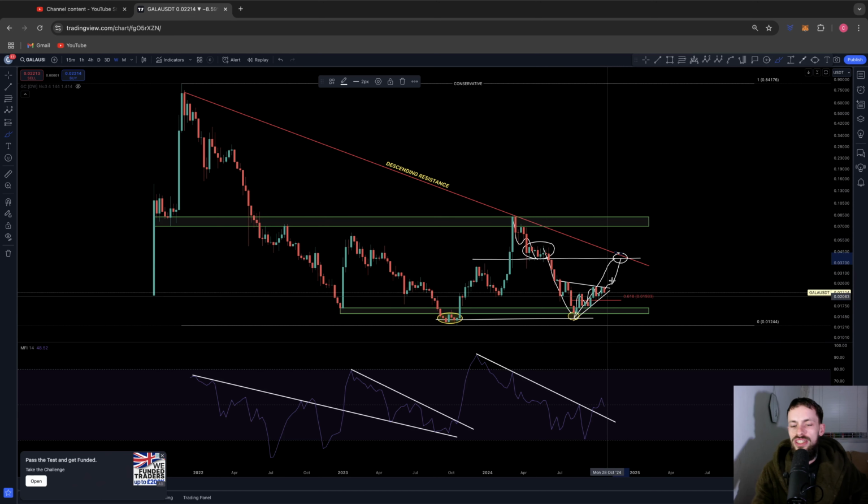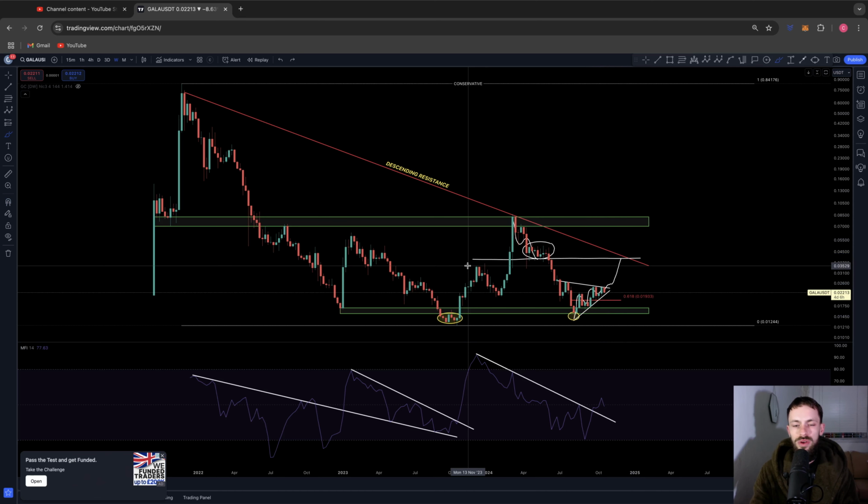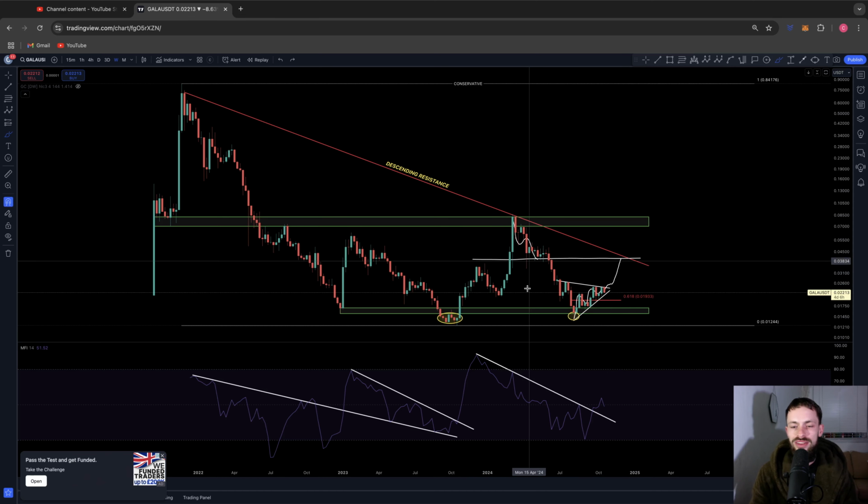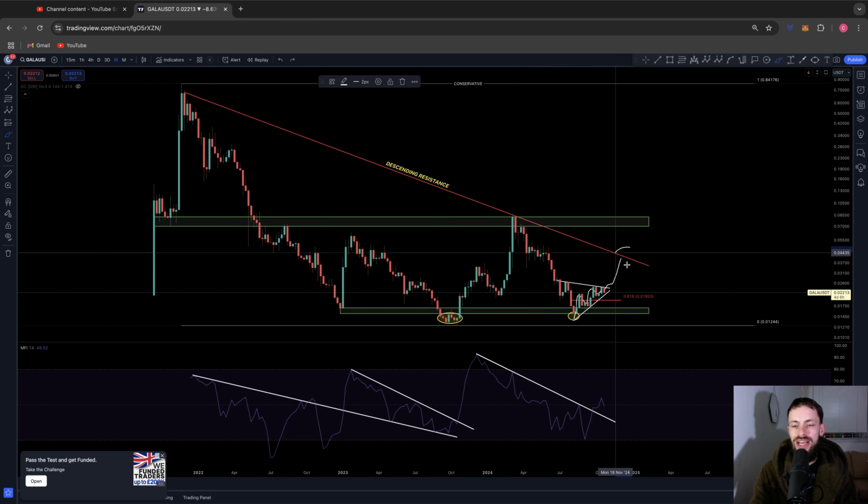So if we do see any sort of breakout and continuation onwards for Gala, I think that's the next target zone for me, and maybe a little bit less. I mean 0.035 to 0.04, because you do have this previous high here which equally could be a level of resistance. So around that zone is the area we need to break out of in order to see a continuation back up to these local highs.